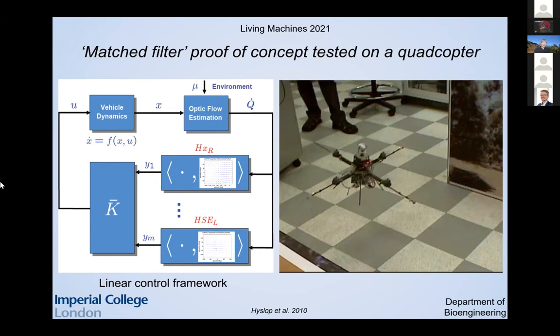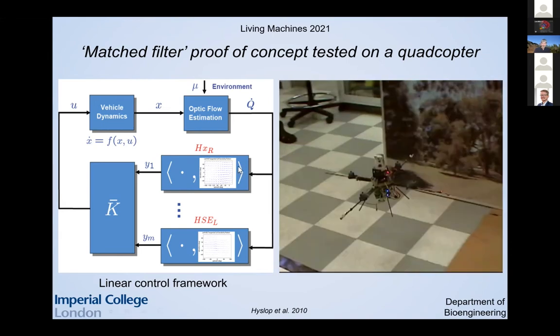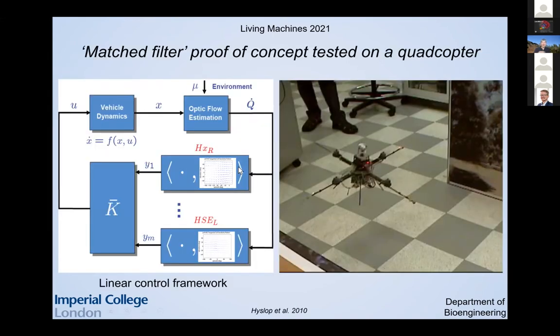In this case, it's in a linear control framework where basically the change of the state of the animal is causing an optic flow field in this visual environment. It is projected into these matched filters for optic flow, and then what comes out of that projection is a weighting matrix that is used to specify the control commands that are sent into the vehicle dynamics.